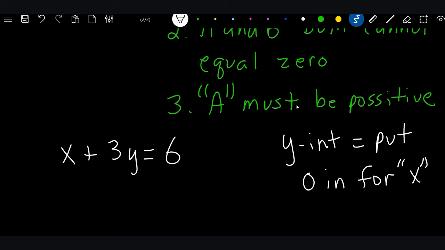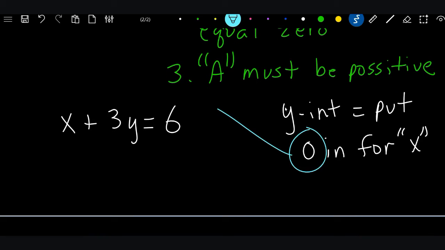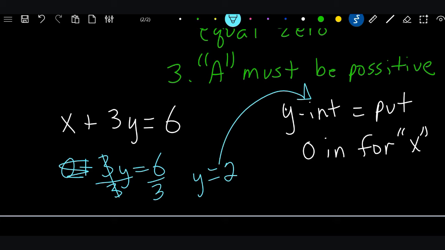And so we want to put 0 in for x. What does that mean? Well, watch. We just do algebra right here. We put 0 in for the x. So let's try it. 0 plus 3y equals 6. We can just get rid of that. Divide both sides by 3, and we get y equals 6 divided by 3 is 2. So y equals 2. So our y-intercept is 2.